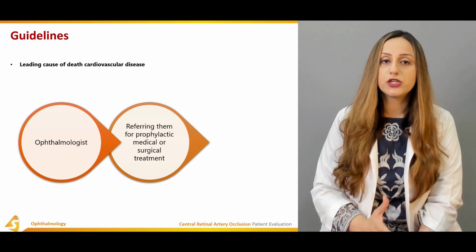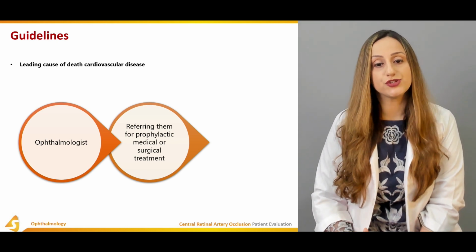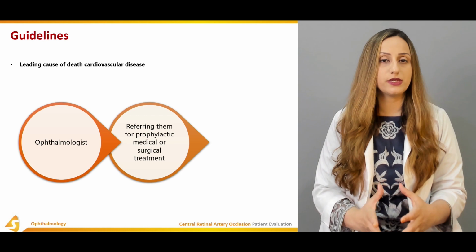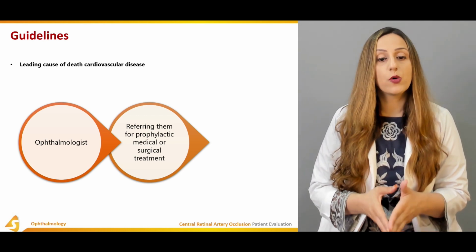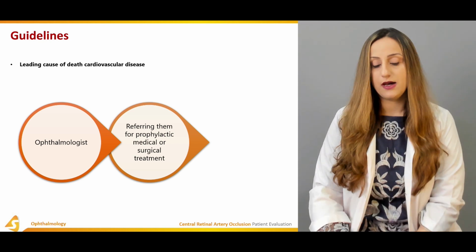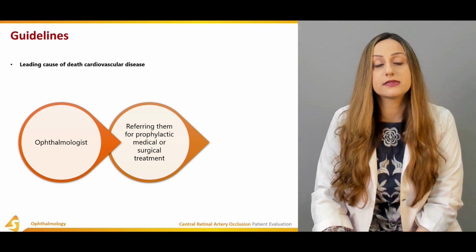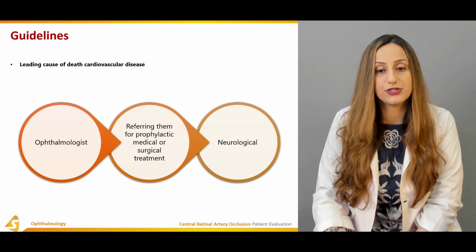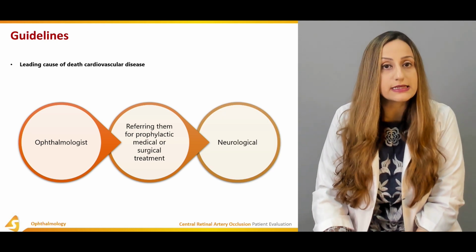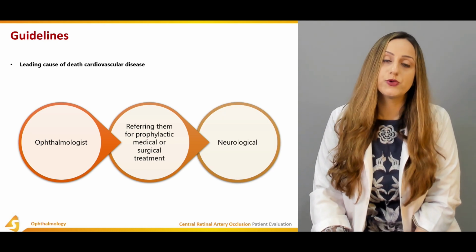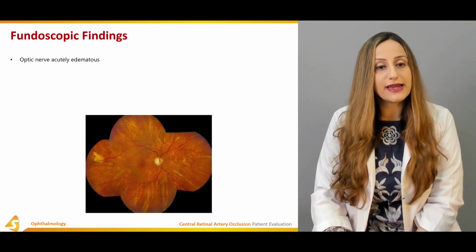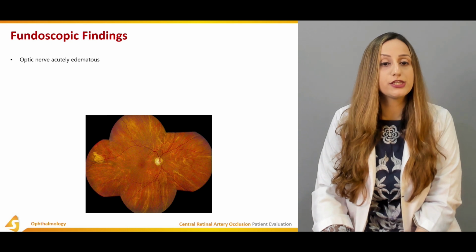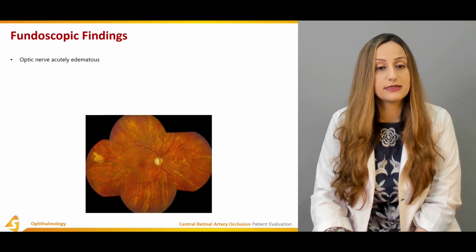Obviously, the ophthalmologist and the team of ophthalmologists is going to decide whether a medical treatment or a surgical treatment is more suggestive in this case. For example, paracentesis has to be sought out, and then the neurological findings are also going to be noted down in this case. The fundoscopic findings: the optic nerve is acutely edematous in this case.